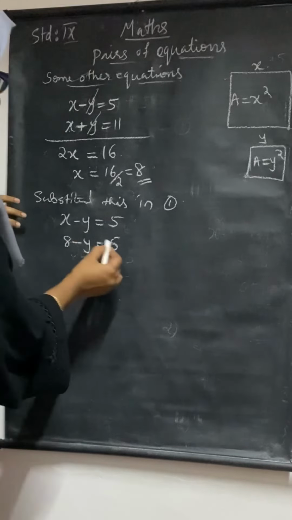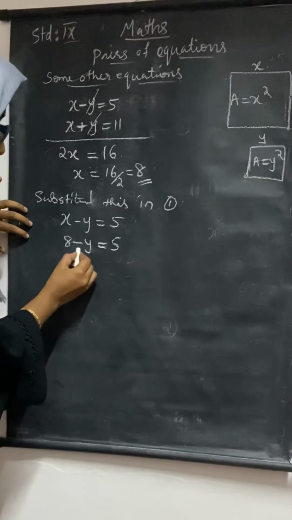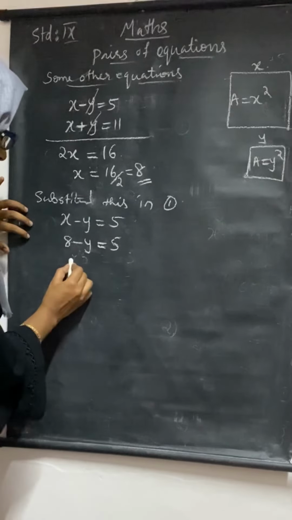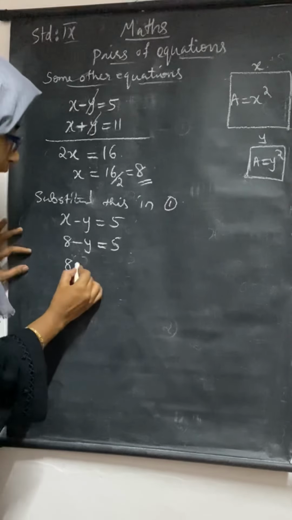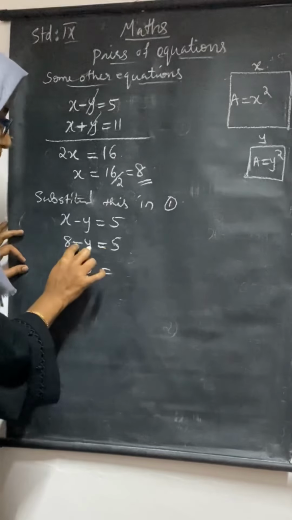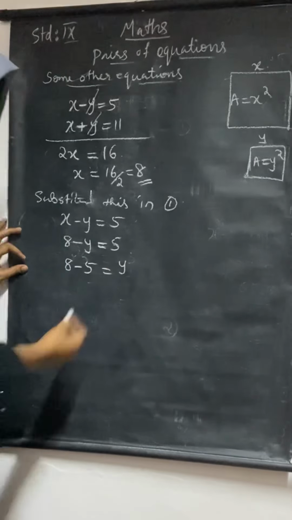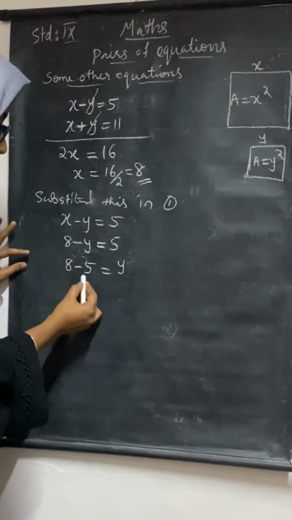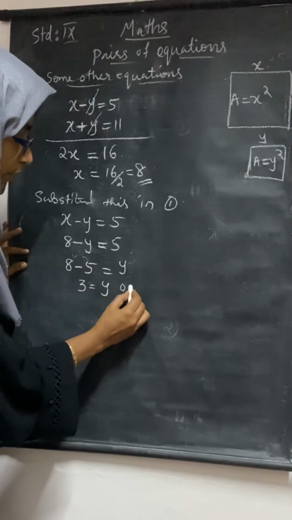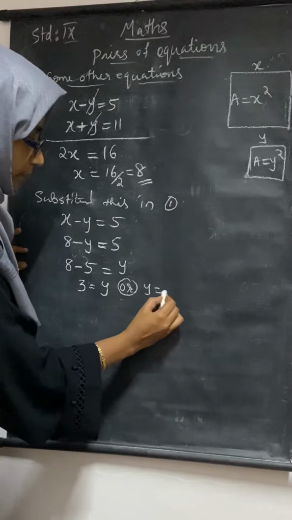So that this 5 I'll bring here and the y I'll bring that side. Whatever, anyway you can do. So 8, this positive 5 becomes minus 5 and y bringing here. Okay. So minus y becomes plus y. Positive y. Now 8 minus 5 how much? 3 is equal to y, or y is equal to 3.